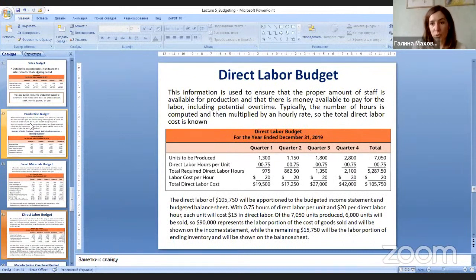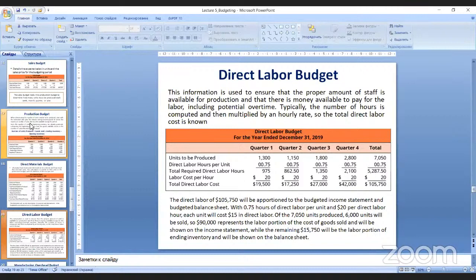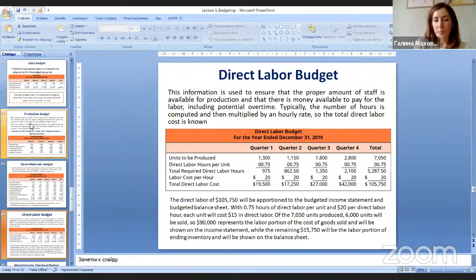Next, direct labor budget. Here, of course, we don't have any inventory. We just use information on how much time is taken for 1 unit of product, how much 1 hour of our workers costs, and how much money we should spend for labor. For example, 1,300 units we want to produce. Each unit requires 0.75 hours, and 1 hour of our labor costs $20. So we can calculate total direct labor cost.